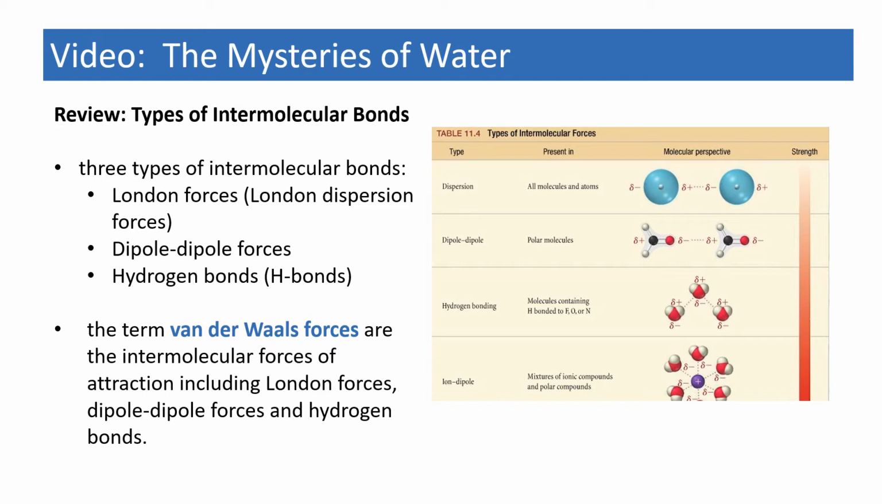The term van der Waals forces is used to describe the intermolecular forces of attraction, including London forces, dipole-dipole forces, and hydrogen bonds. So the 3 types of intermolecular bonds are London forces, also called London dispersion forces, dipole-dipole forces, and hydrogen bonds. Let's take a closer look.